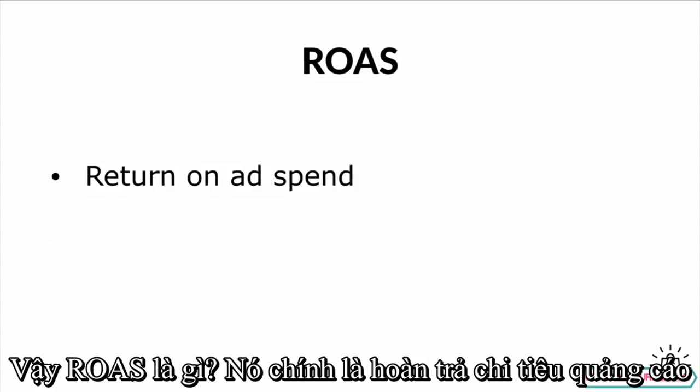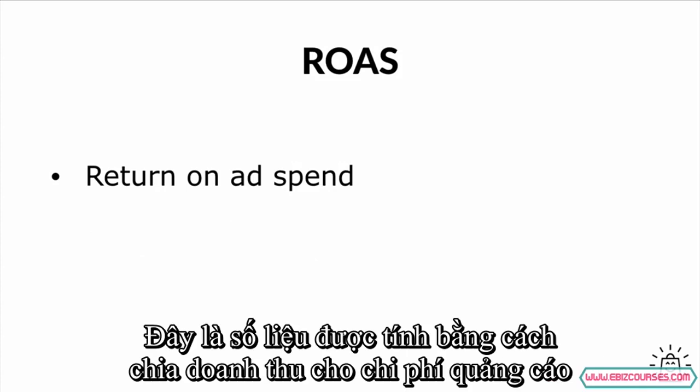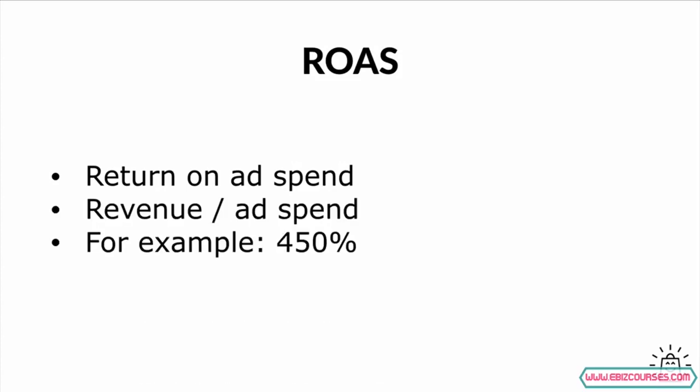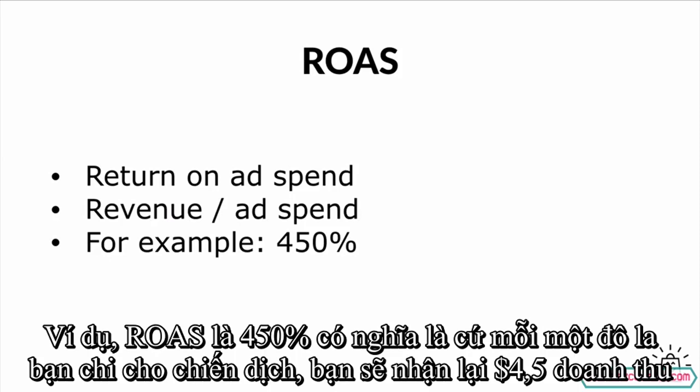So ROAS. This is return on ad spend, and it's a metric you calculate by taking your revenue and dividing it by the ad spend. For example, a ROAS of 450% means that for every dollar you put into your campaigns, you get back $4.5 in revenue.